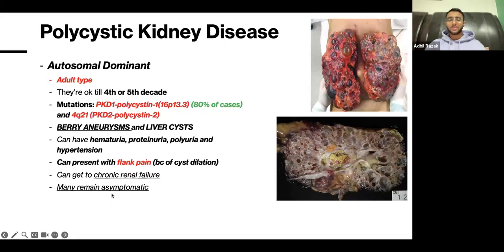It could progress to chronic renal failure, but if patients are lucky enough, if they take care of their health well, if they drink enough water, I guess, they could remain asymptomatic. But this patient is 44. She's right around the margin of the age where a patient with PKD could start presenting with it. And she had the very characteristic aneurysm. And if you inspect the liver of this patient, she could also have cysts in the liver.